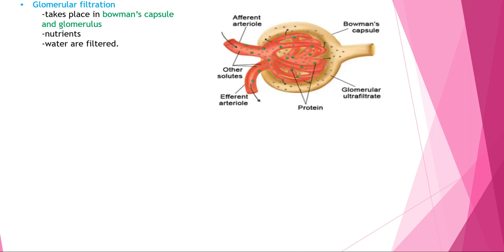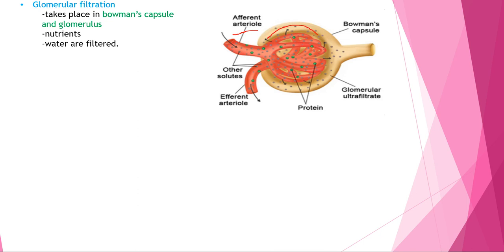Glomerular filtration is the first step in the filtration of urine in the nephron. So we will see the diagram first. This is the afferent arteriole. That means the blood from the body will enter into the Bowman's capsule through a blood vessel called the afferent arteriole.